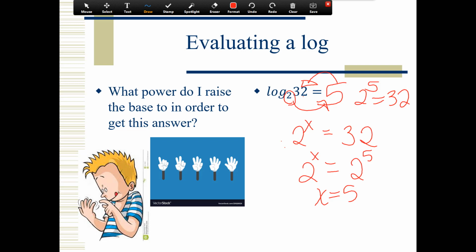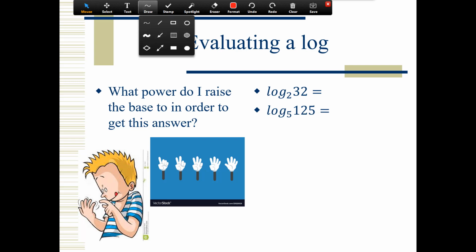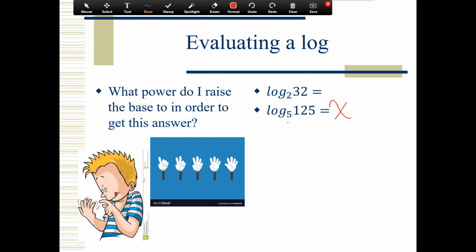So now let's take a look at another one doing that same thing. This is log base 5 instead of log base 2. So it's log base 5 of 125. So you're asking yourself, what power would I raise 5 to in order to get 125? Another way to look at this would be to say, well, let's let it be x. 5 to the x is 125. So we need to see what power we would raise 5 to get 125.